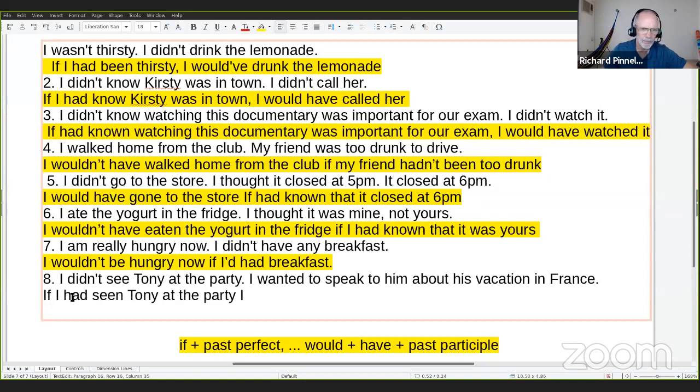I would have wanted. Yeah, I wanted. So we're not going to. It's a bit more complicated because I wanted to speak to him, but I didn't. So if I had seen Tony at the party, as Fanny and Claudia say in the chat, I would have spoken to him about his vacation in France.